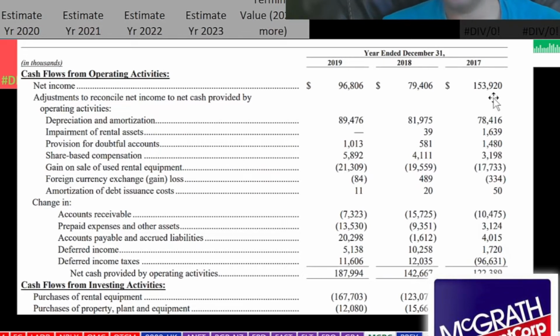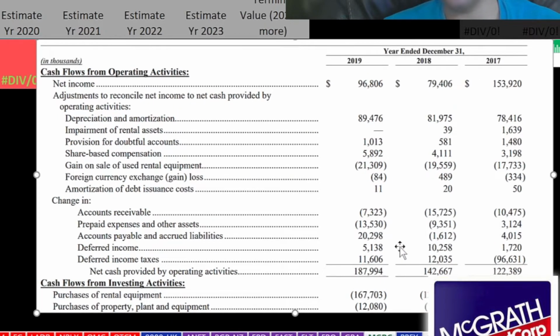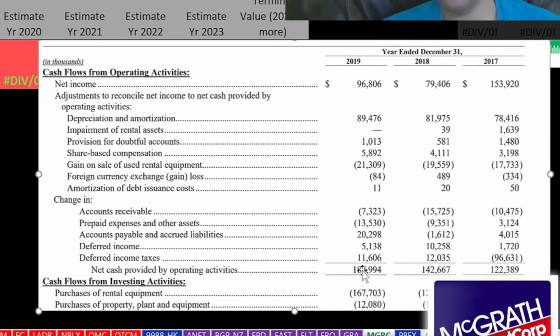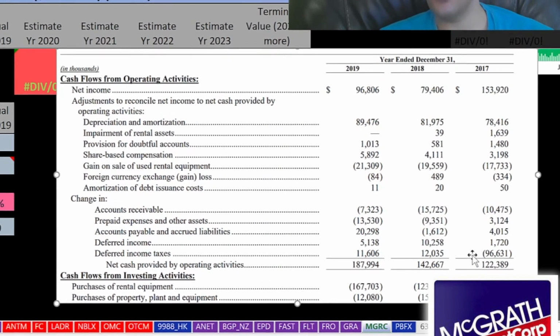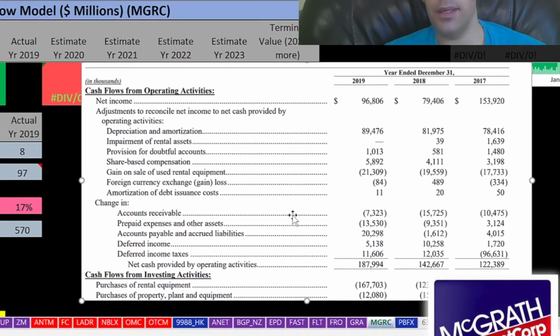2017 is a little different. They had net income of $153 million, but their cash from operating activities decreased. It didn't increase as we expected. It went down to $122 million. The reason it decreased, there's a lot of things going on here, but the main reason it looks like was this deferred income taxes of negative $96 million. In prior years, deferred income taxes increased their cash amount. In 2018, it increased to $12 million. In 2019, it increased to $11.6 million. But in 2017, it decreased at $96 million.